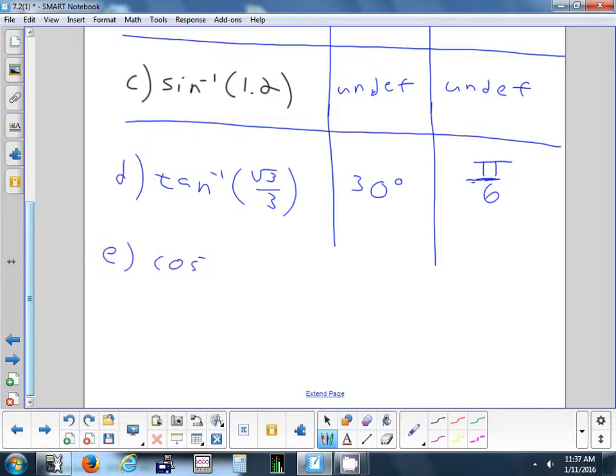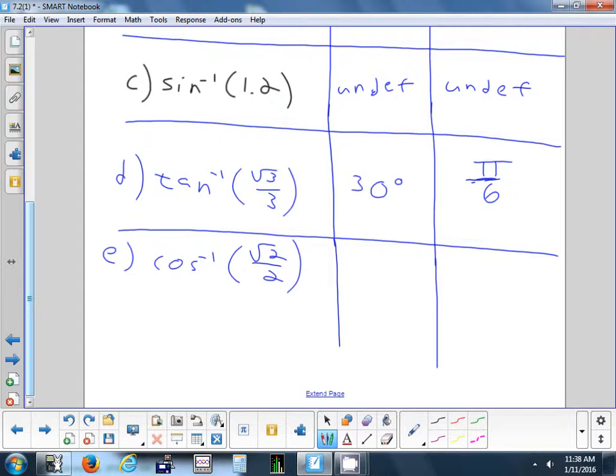Let's do inverse cosine of root 2 over 2. Okay, anyone think they got an answer for that one? Yeah? 45. It's 45 degrees. Again, do it in radians first, and you're going to see a messy decimal. Do it in degrees, you get a nice answer. And then what is this in terms of pi? Pi over 4. Okay, any question on that?